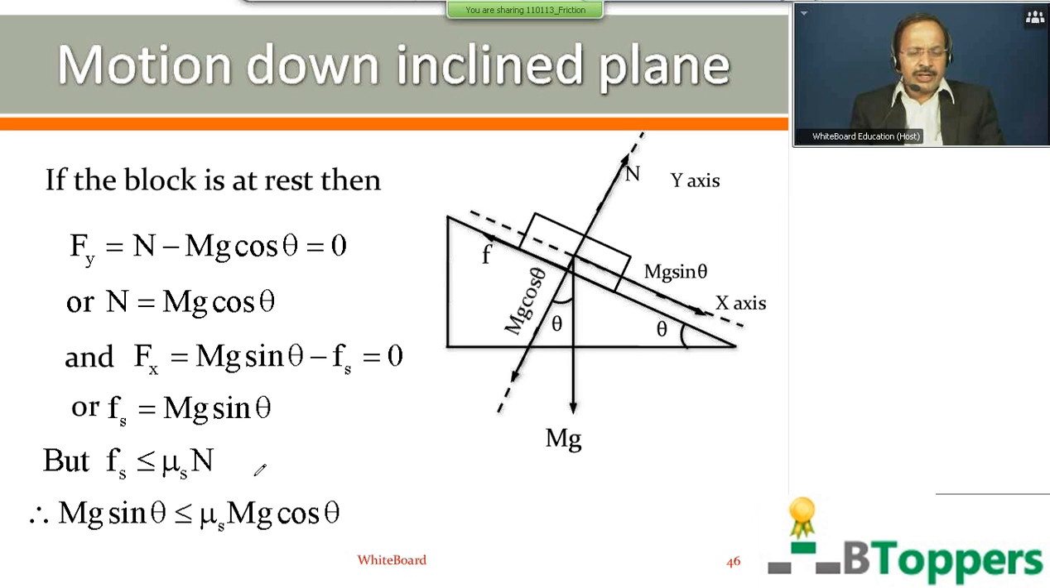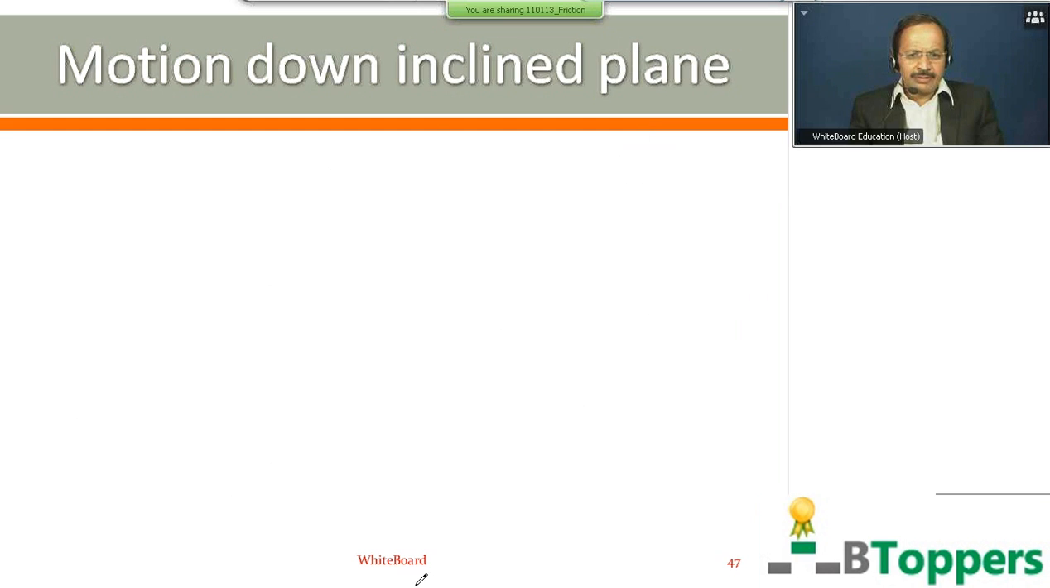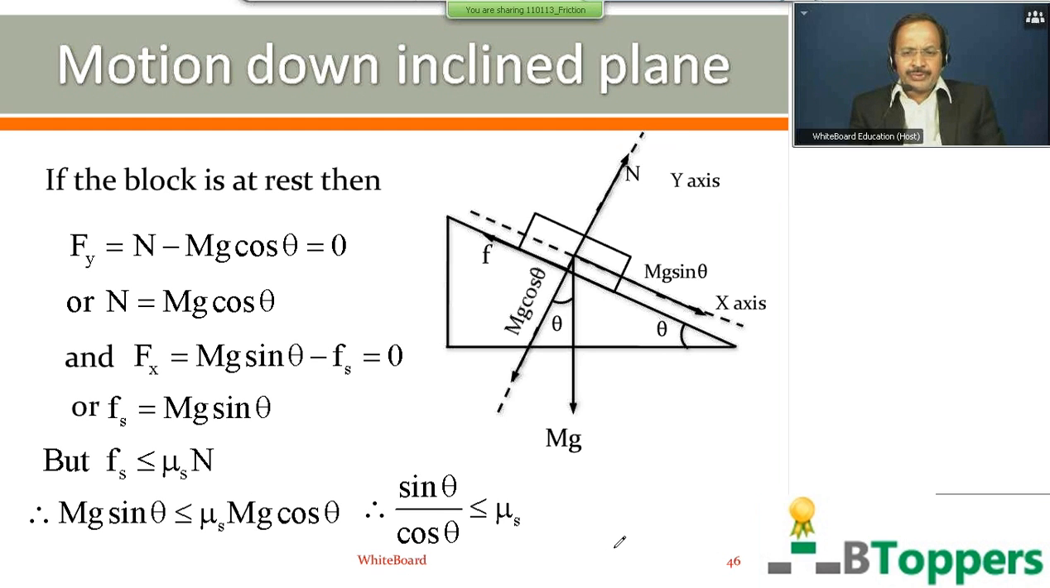But Fs is less than or equal to mu s into N. When the block is at rest, you can write Fs equal to Mg sin theta on the left hand side and N equal to Mg cos theta on the right side. So Mg sin theta is less than or equal to mu s into Mg cos theta. Therefore, sin theta by cos theta is less than or equal to mu s.